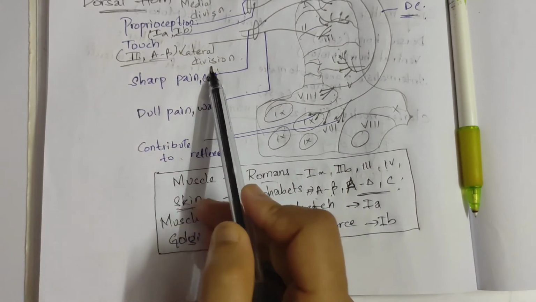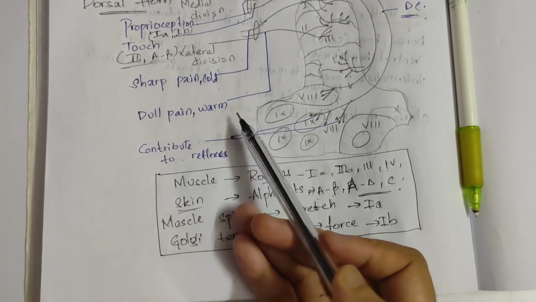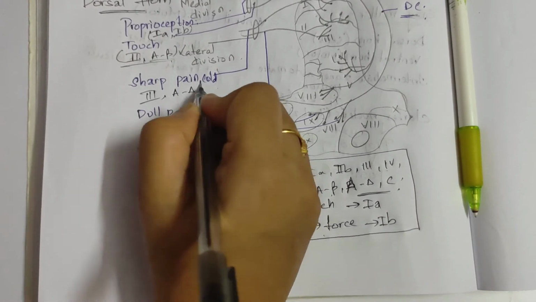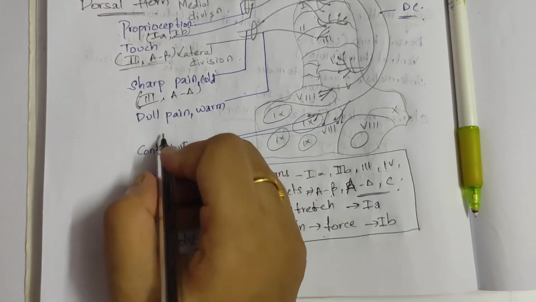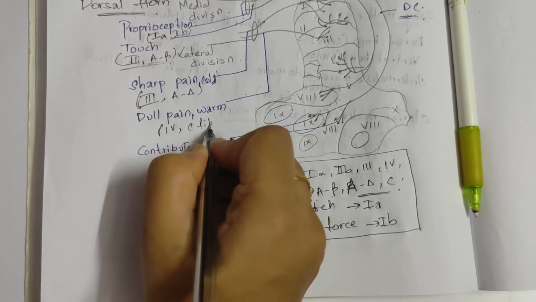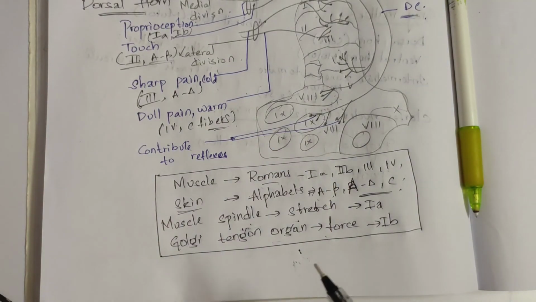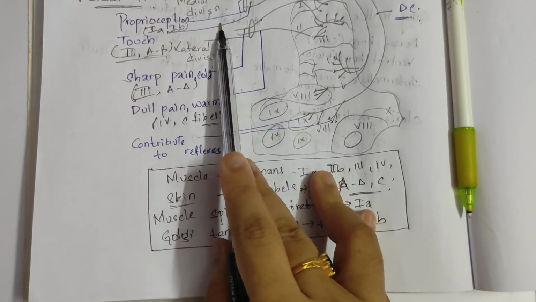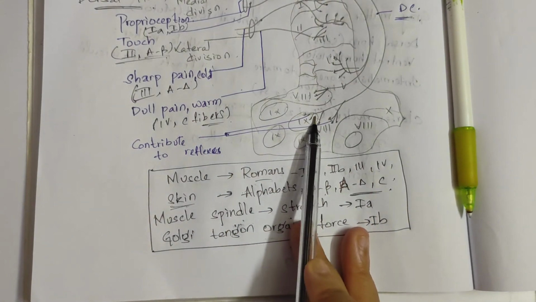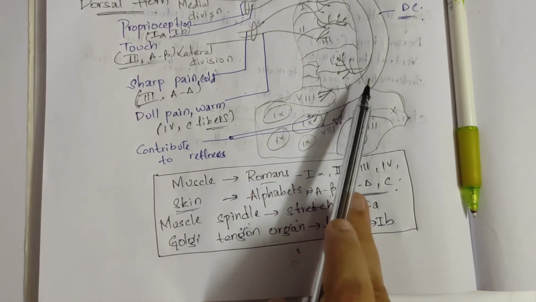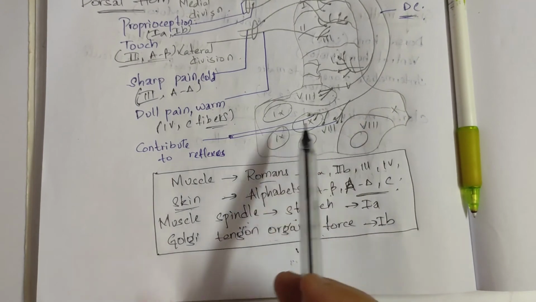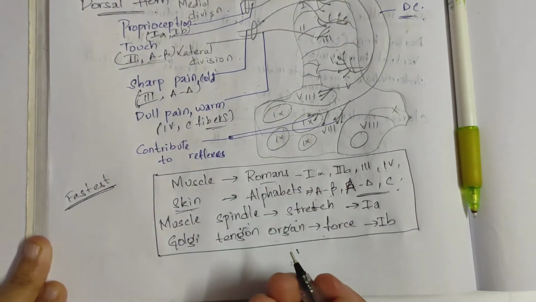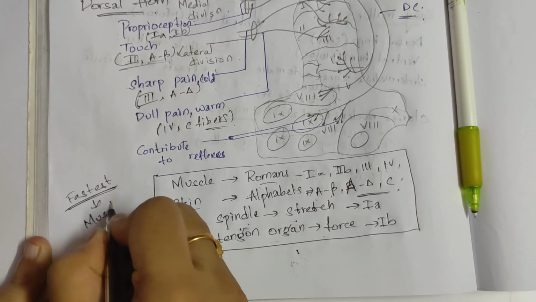And in the lateral division, we have sharp pain, cold, dull pain, and warmth. Sharp pain or cold has 3 and A delta fibers, and dull pain or warmth has 4 and C fibers. The largest neurons here are the medial division neurons, because they are very big, and they ignore the dorsal horn and synapse directly in the ventral horn, and some may enter the dorsal columns also. And the fastest neurons, everyone might think it is skin, but it is not. Muscle receptors here are the fastest.